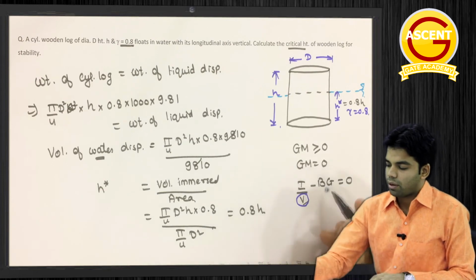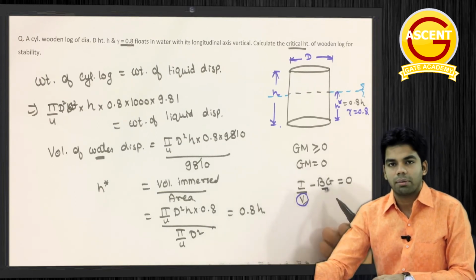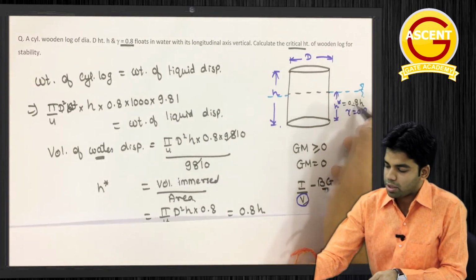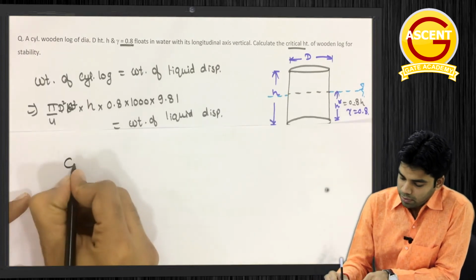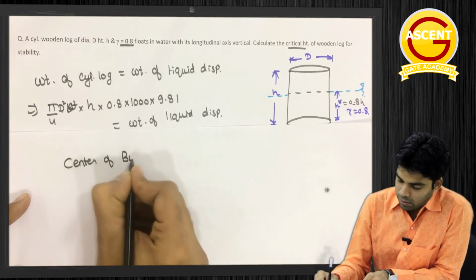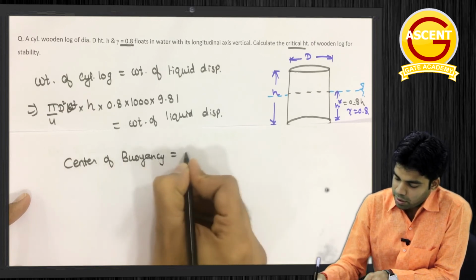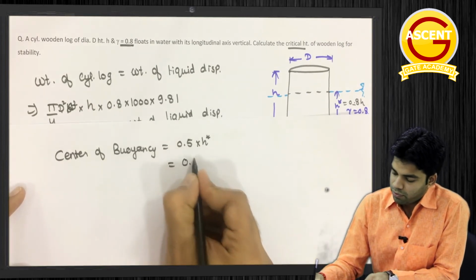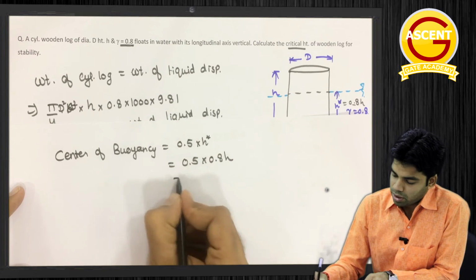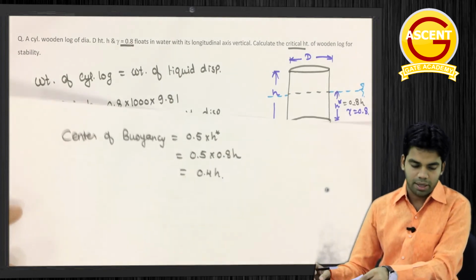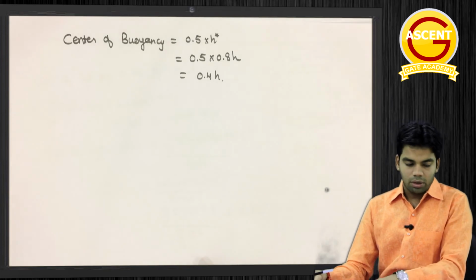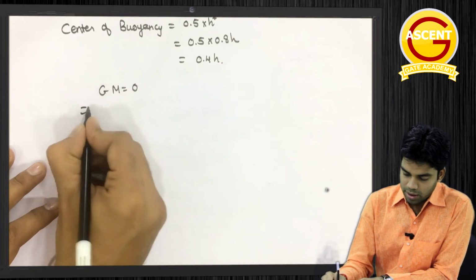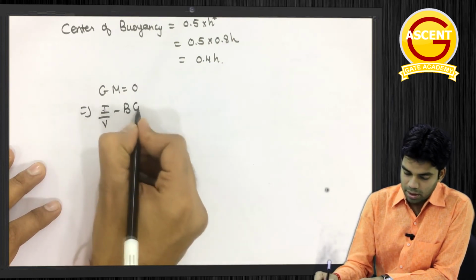Once we get the height, we can determine the volume. The second thing which we have to determine is BG, and for that we will have to determine the center of buoyancy. So how can we determine it? As I have already told you, the center of buoyancy will be equal to 0.5 of H star. So this will be 0.5 into 0.8 of H, which is 0.4 of H. This is the center of buoyancy. Now, as I told you, for stability, GM, or I by V minus BG, should be equal to 0.